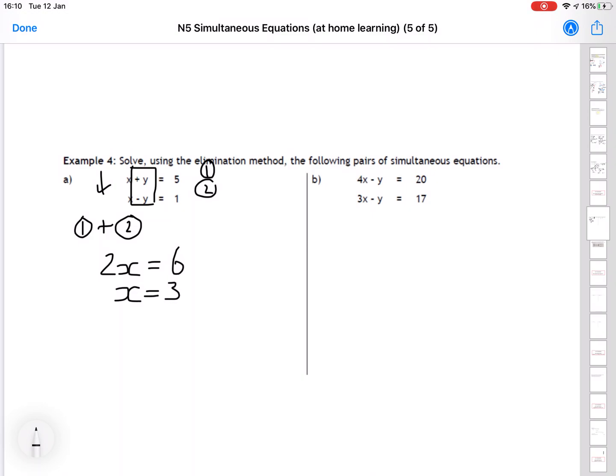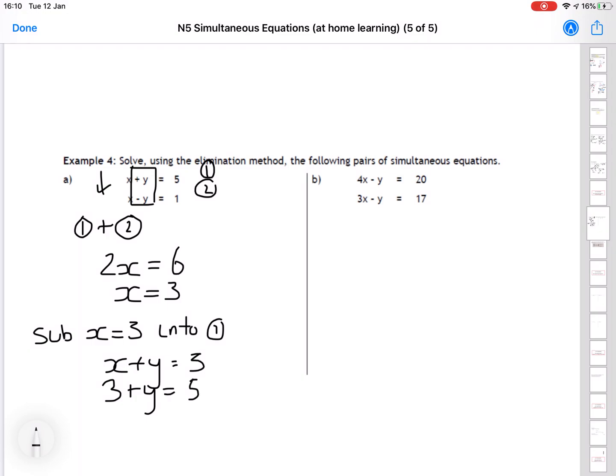Okay, next we would substitute that value back in. So we're going to substitute x equals 3 into equation number 1. So equation number 1 was x plus y equals 5. So if x is 3, that's going to say 3 plus y equals 5. And then we're solving for y, so if it's 3 plus y, we need to take away the 3 from both sides. So we're left with y equals 2, 3 plus 2 for 5.